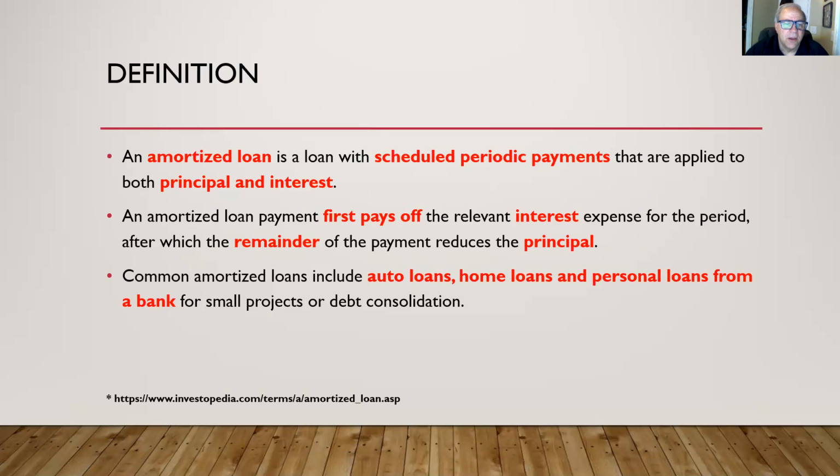The definition of an amortized loan is a scheduled periodic payment. It applies to both interest and principal. That makes it a little bit different than what we've talked about in other types of interest. The first thing that it does is it pays off the interest expense for the period, and then what's remaining goes to the principal. And there's a relationship here. This is typically used in auto loans, home loans, personal loans from banks. Take a look at this and understand where this is. I'm going to give you some tools here that will help you moving forward in calculating this.